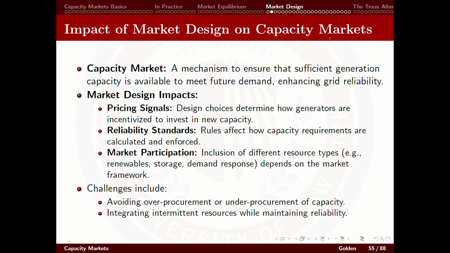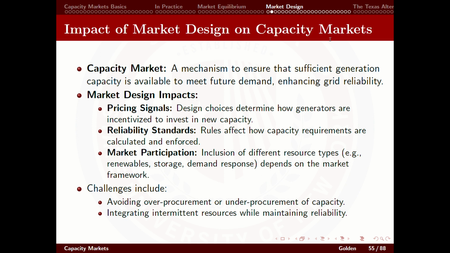Effective market design balances economic efficiency and regulatory and societal goals. So the effective market design on capacity markets is a mechanism to ensure that sufficient generation capacity is available to meet future demand and enhance grid reliability. So how do you think about market design in this context? You look at pricing signals. How are generators incentivized to provide new capacity, reliability standards? How should capacity requirements be calculated and enforced? And who should be allowed to participate? So the challenges include how do you avoid overprocurement or underprocurement? And how do you think about renewable resources?